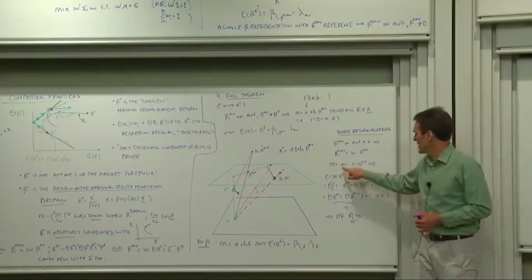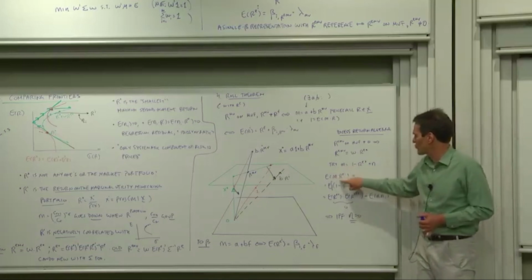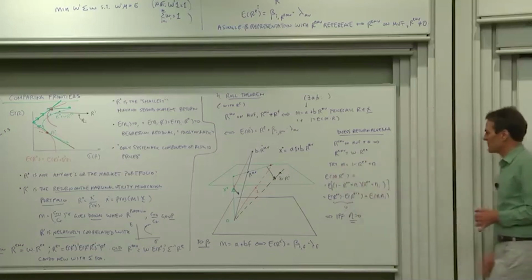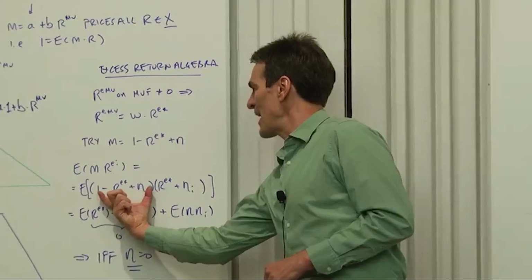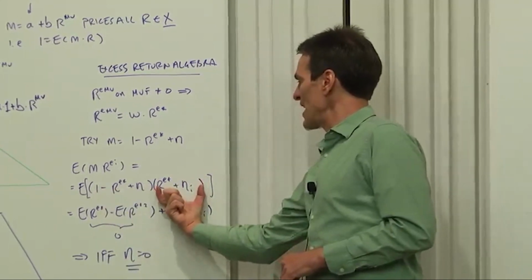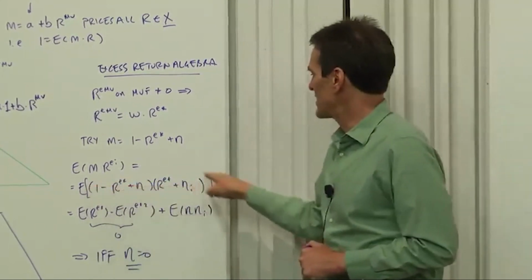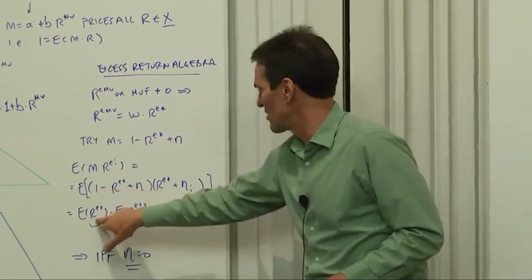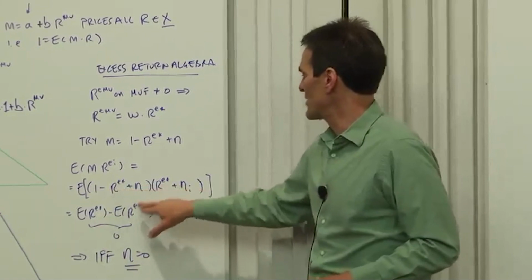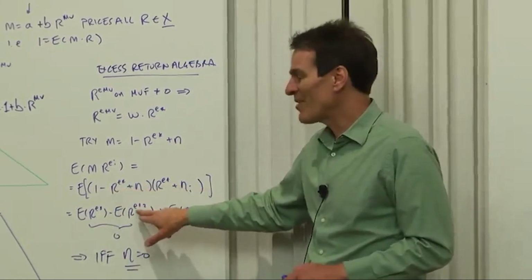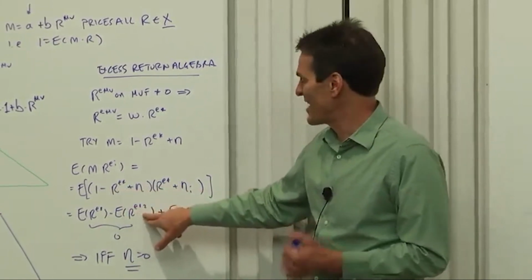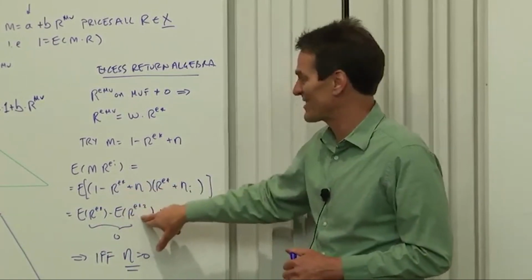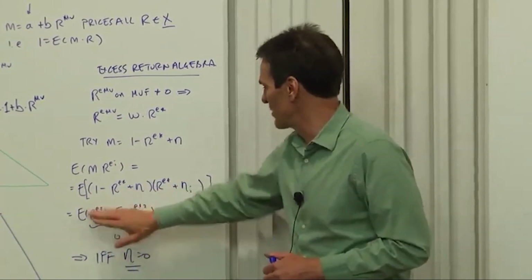So what do I have to do? I just have to take E of M times RE. Let's try to price an excess return with that discount factor. What happens? There's my M. There's my arbitrary excess return. Now, take the expected value of that product. What do you get? Well, 1 times RE star is RE star. RE star times RE star is RE star squared, but RE star times any excess return generates the mean of that excess return. So those two things are equal and go away.